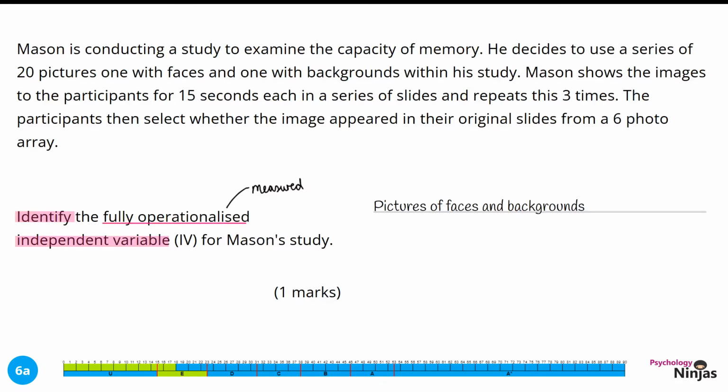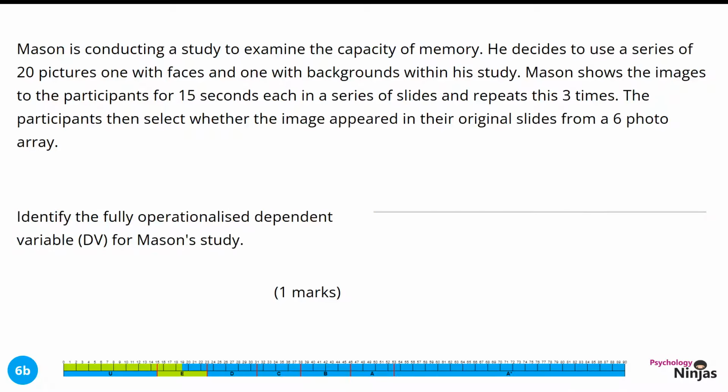Here's our response. Pictures of faces and backgrounds. We've clearly got the 2 conditions in terms of faces and backgrounds to show that this is specific to Mason's study and the STEM that we've been given.